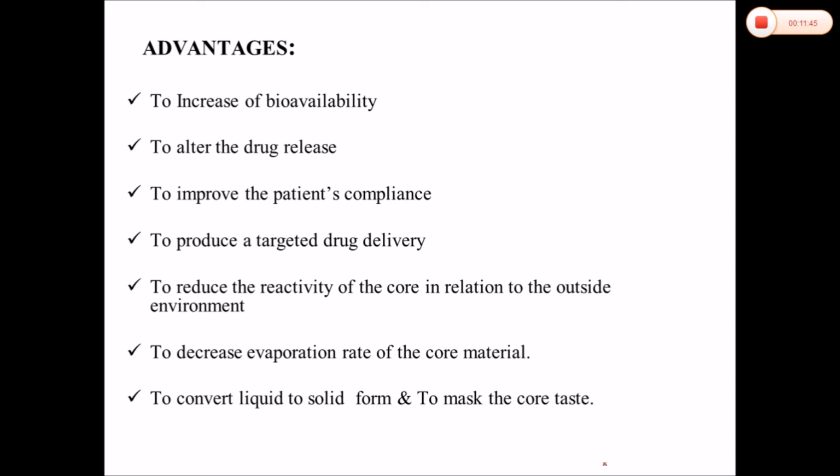So that is the stabilization purpose. Means it protects the core materials from the external environments. Also, it decreases the evaporation rate of the core materials, converts the liquid to the solid form and masks the core taste. So these are the advantages of microencapsulations.